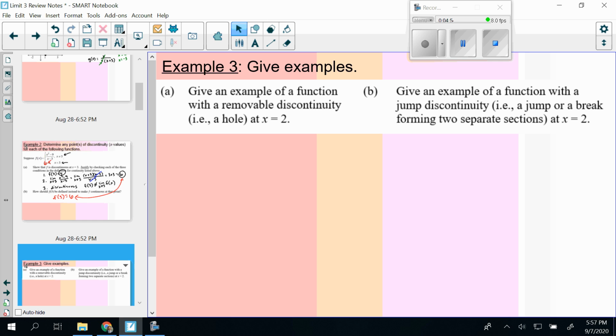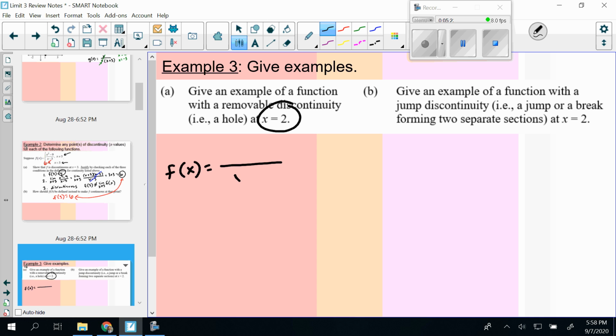Okay, last one, give examples of each. So give an example of a function with a removable discontinuity, a hole. Well, we had one of these before. If you have a hole, that means the limit exists there, but it's not defined at that one. So one of these rational functions would work, something like a numerator and denominator, and if it's not going to exist at 2, that means here we'd want x minus 2. So that means it's not going to be defined there.